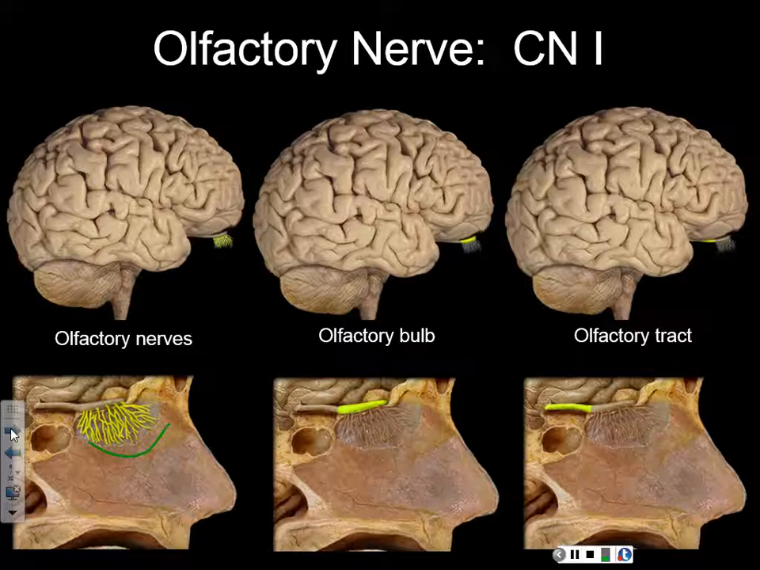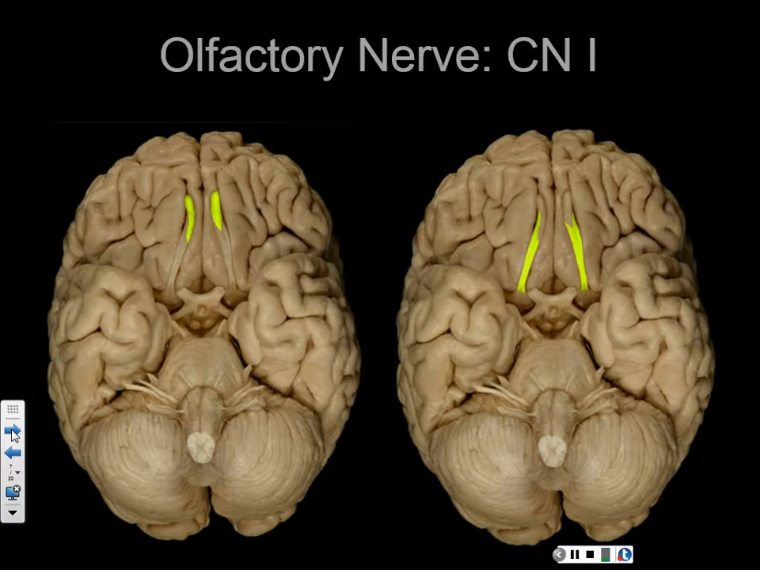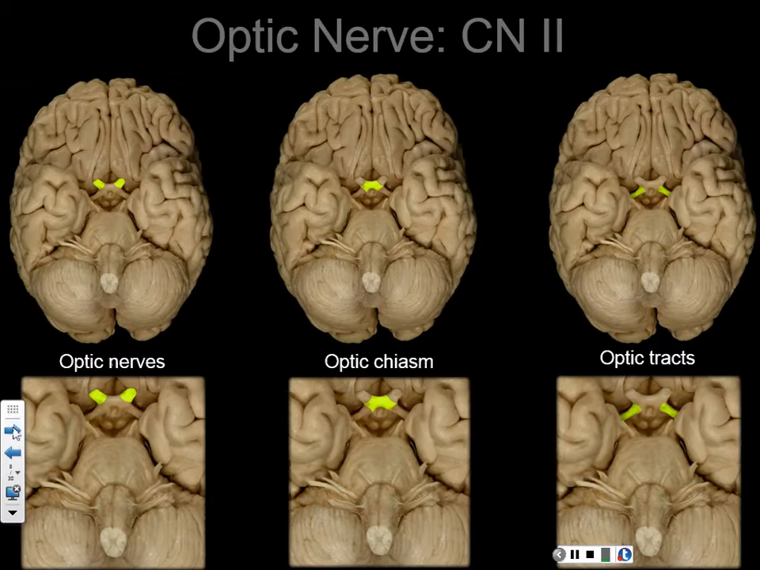Olfactory number 1 goes through the cribriform plate, okay? Those are the olfactory bulbs and the olfactory tracts here, located in the nasal cavity. That's why when you smell something, you suck in some air through the nose. If you do it through the mouth, you won't smell it, because the receptors for smell are in the nose. There's the olfactory bulb and olfactory tract.